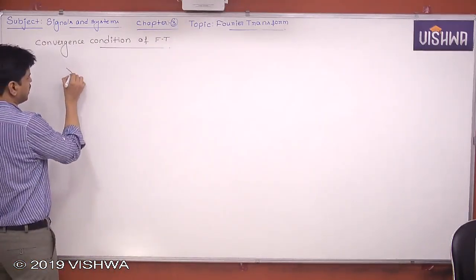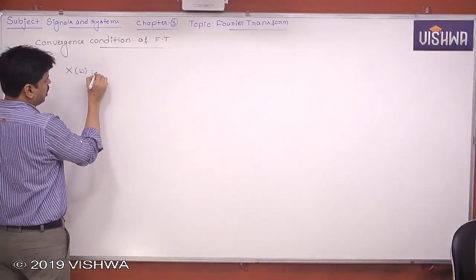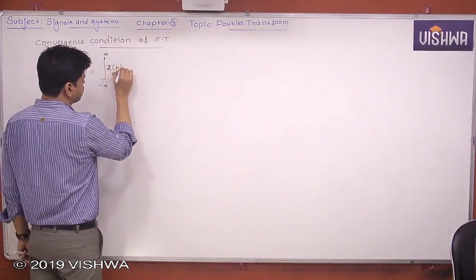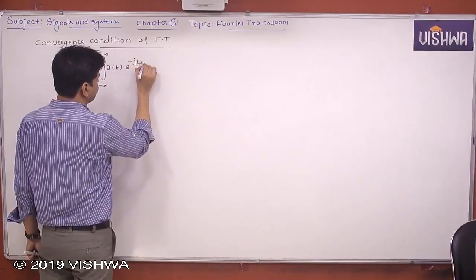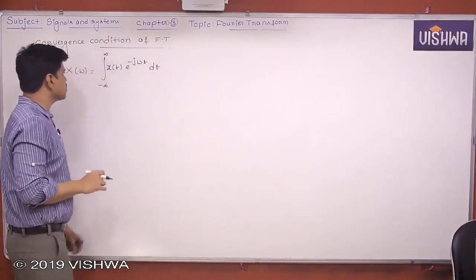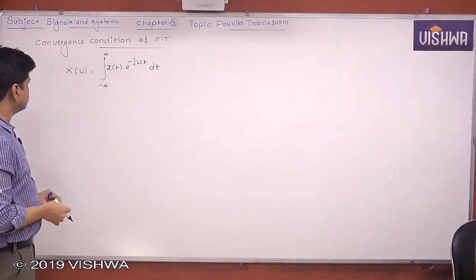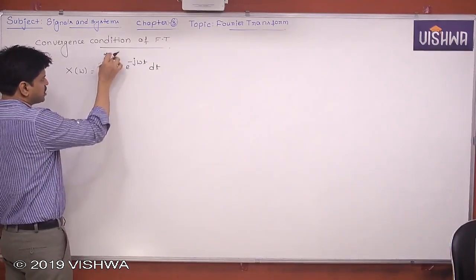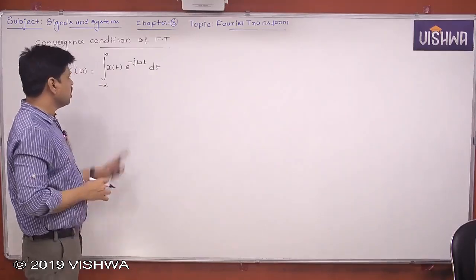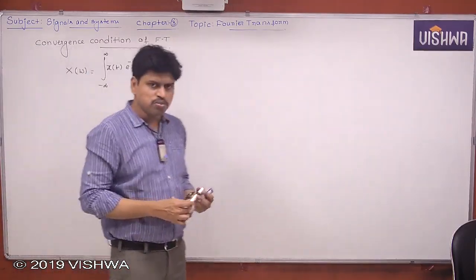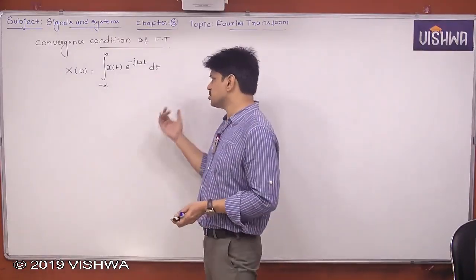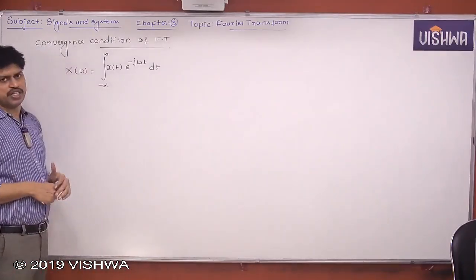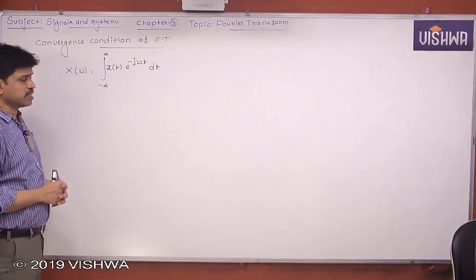Suppose I take X of omega, the Fourier transform, which is the integral from minus infinity to infinity of x of t e power minus j omega t dt. This is the Fourier transform we have. Because the limits run from minus infinity to infinity, this is an improper integral, and its value can be infinity also. I don't want X of omega to be infinity. Then we can call X of omega convergent.